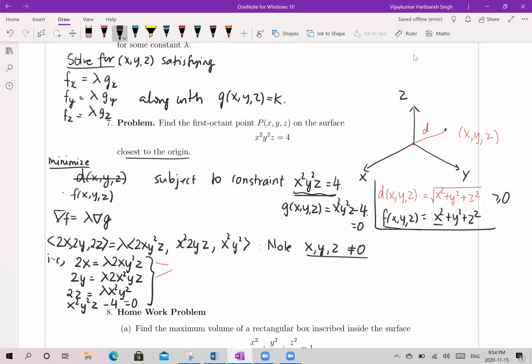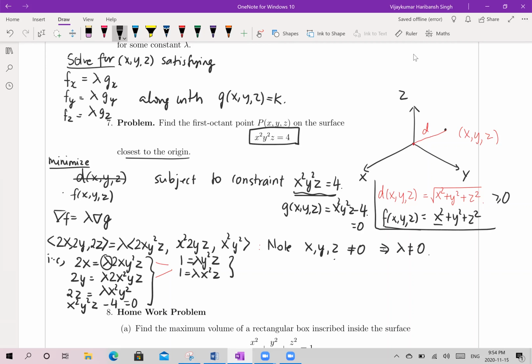Why is that? Because if one of them is 0, they can't multiply to give you 4, and consequently none of them is 0. And also lambda is not 0 because if lambda is 0, then x is 0. So this also implies lambda is not 0. Now, why are we considering that? So that we can divide by them and cancel them off. So this implies, if you cancel off, you get 1 equals y squared z times lambda, and here you get 1 equals lambda x squared z.